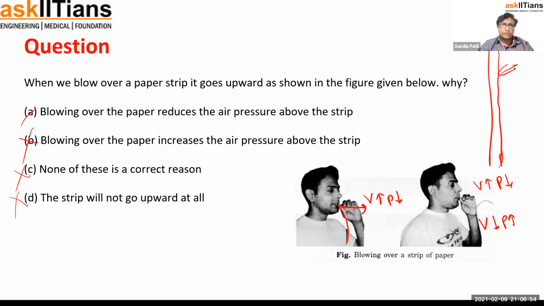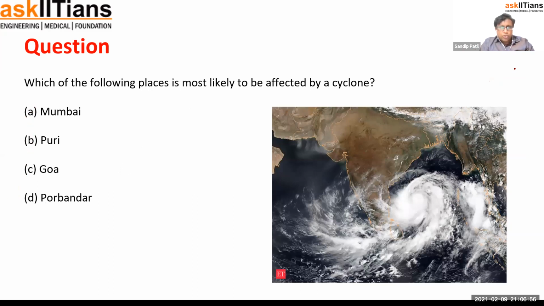Okay. Good. Now, which of the following places is most likely to be affected by cyclone? Cyclone. Okay. I think I already told you the answer at the start of the lecture. Here also you can see in the diagram. Okay, so Mumbai. Where is Mumbai? Mumbai is here somewhere, right? Then Goa. Goa is just below Mumbai. Then Porbandar. Porbandar is in Gujarat. And Puri. Puri is in Odisha. Right? So somewhere here.